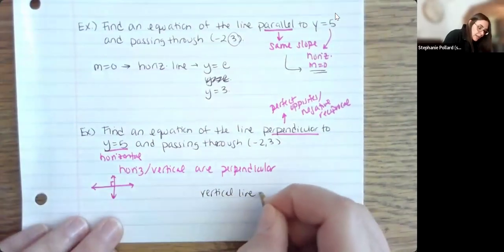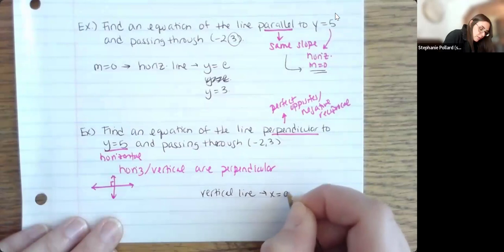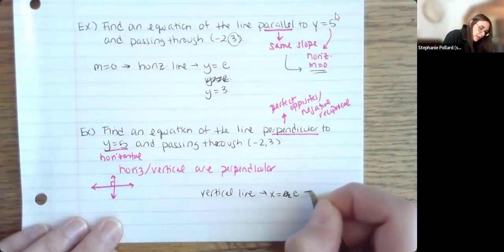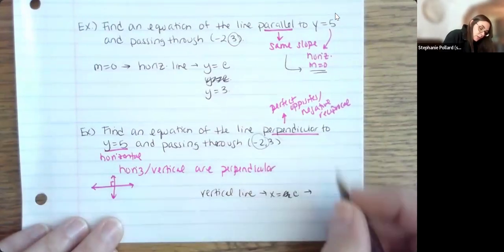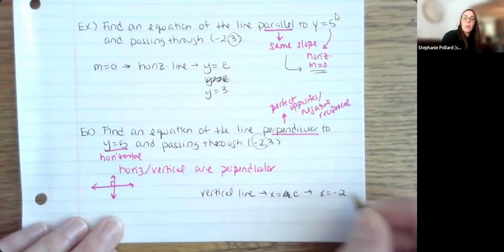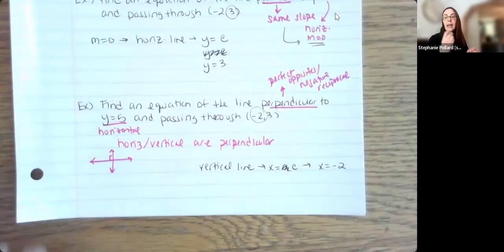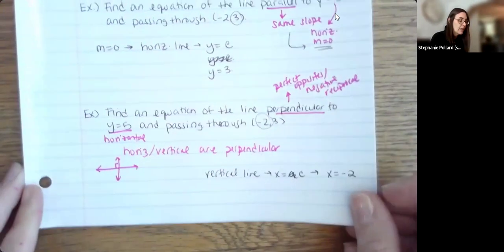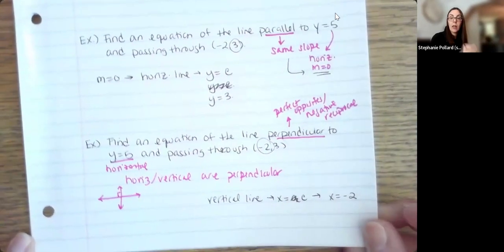So my equation is going to be x equals some number. You see there, my x value is -2. So a perpendicular line would be x equals -2. So the big takeaway here, and again, you can do a lot more with parallel and perpendicular here.